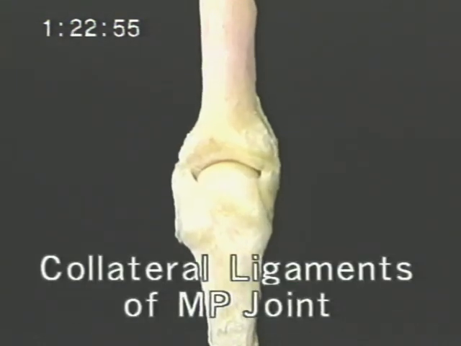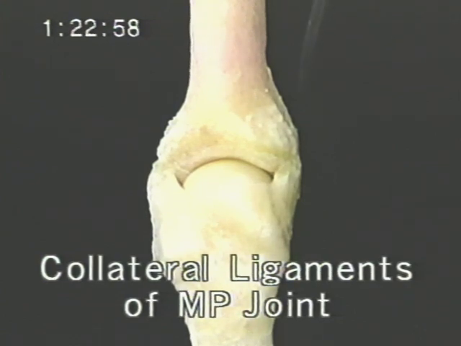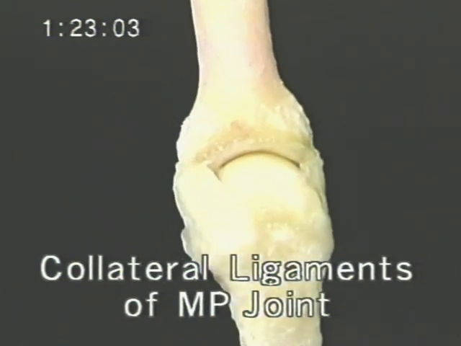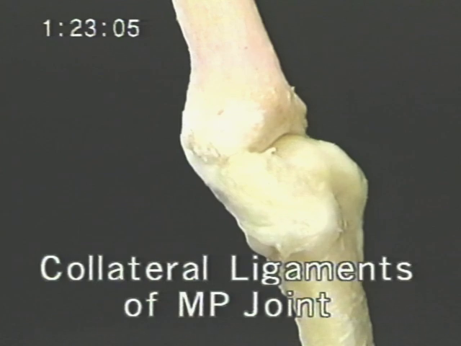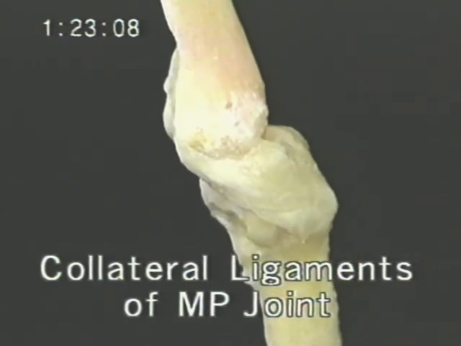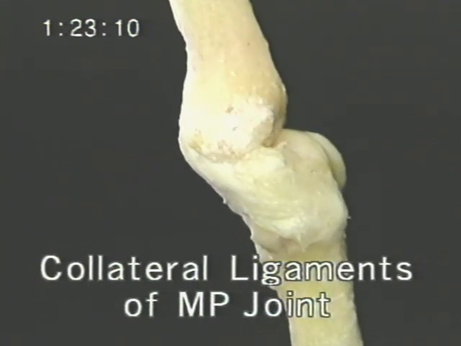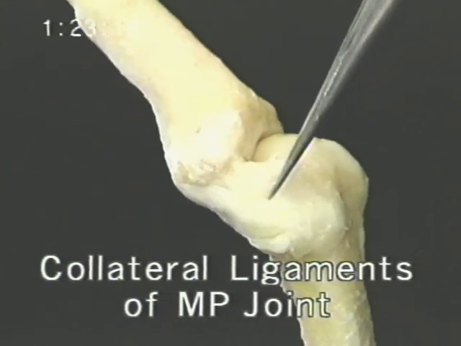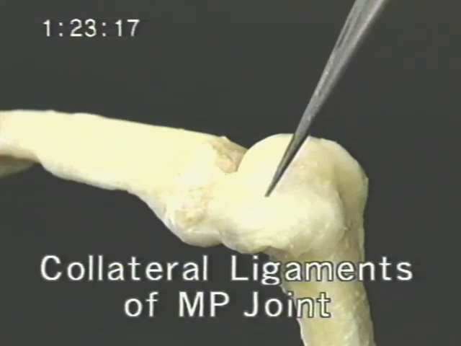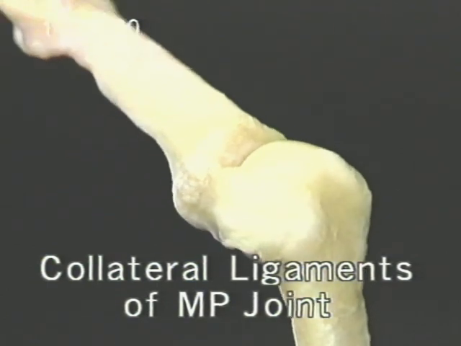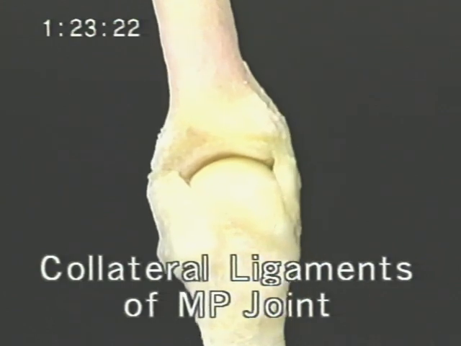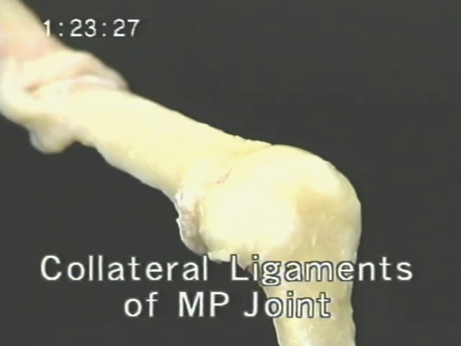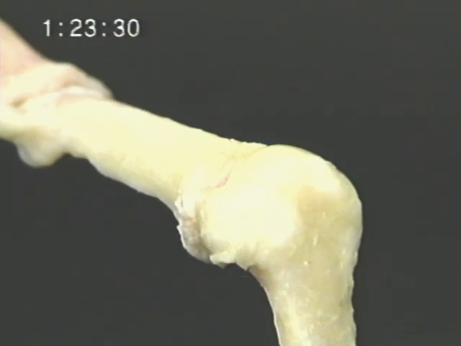Here, we've removed most of the joint capsule so that we can see the two massive collateral ligaments which hold the MP joint together. The collateral ligaments run obliquely from the back of the metacarpal head to the front of the base of the proximal phalanx. The collateral ligaments are loose when the joint is extended, but when it's flexed, they become tight. So when the joint is extended, side-to-side movement can occur readily, but when the joint is flexed, the tightness of the ligaments prevents side-to-side movement.